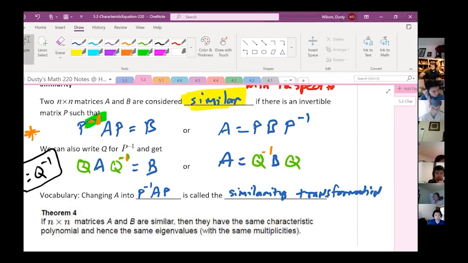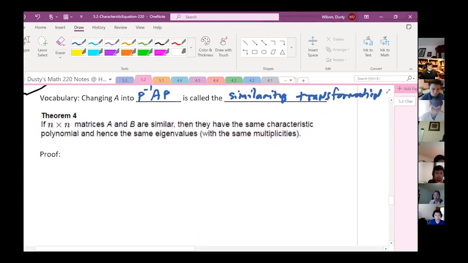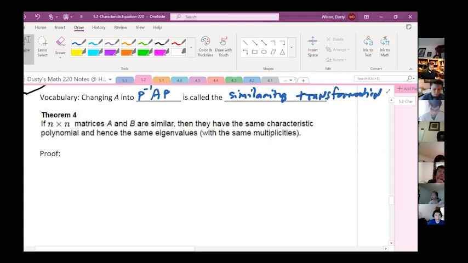This next theorem connects the similar matrices back to the characteristic polynomial that we were just talking about. Because you might have been thinking, wait a second, I thought we were talking about eigenvectors and eigenvalues. How do these connect? So theorem 4: if n by n matrices A and B are similar, then they have the same characteristic polynomial, and hence the same eigenvalues with the same multiplicities. So this is actually a nice, relatively straightforward proof.